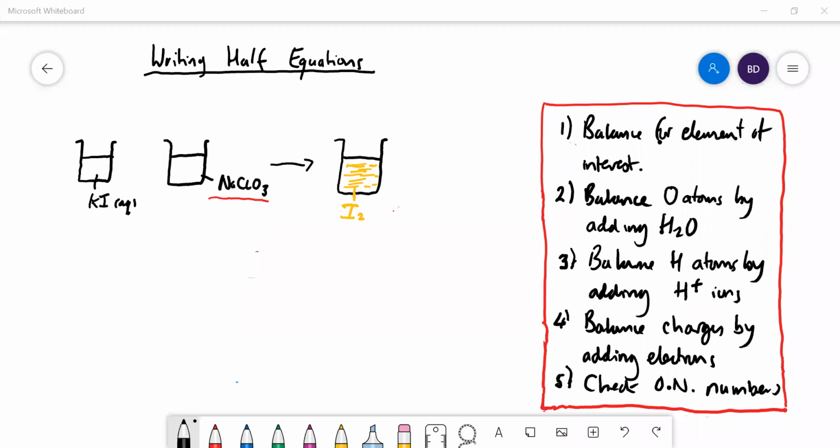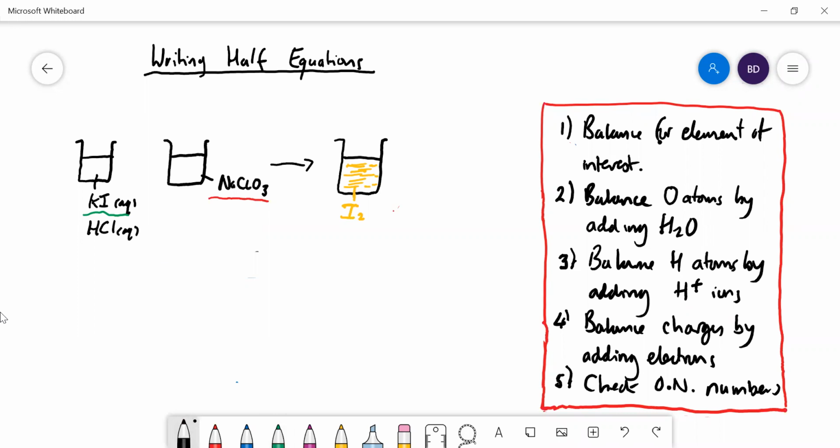Okay, we're going to write some more half equations and then use those two half equations, put them together and write a full equation. Some more practice of this. So the reaction we've got here is potassium iodide, which is in a colorless solution. And actually we're also going to add a little bit of hydrochloric acid to that as well. You'll see why in a minute.